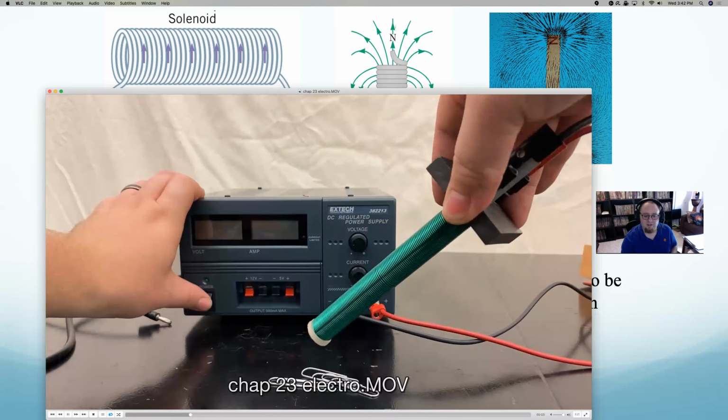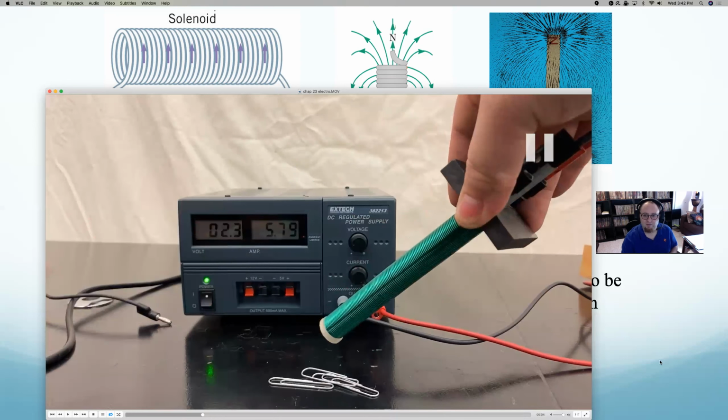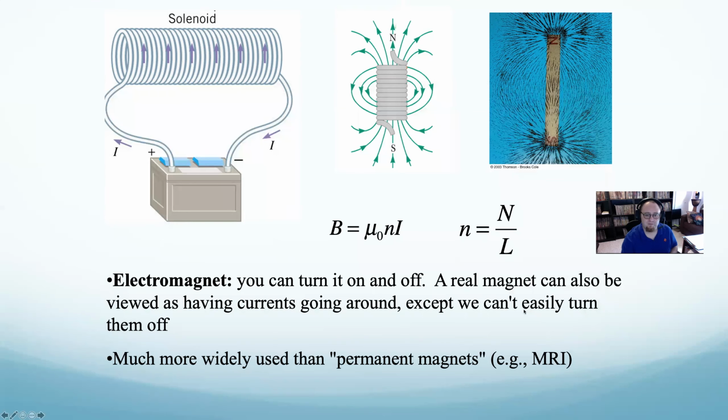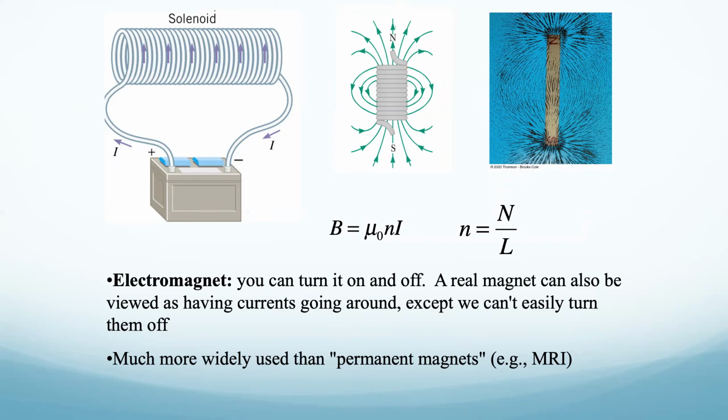This idea of a current carrying wire in a loop. And we can find the magnetic field of any solenoid or any electromagnet using these equations. Okay? So that's the end of this chapter.